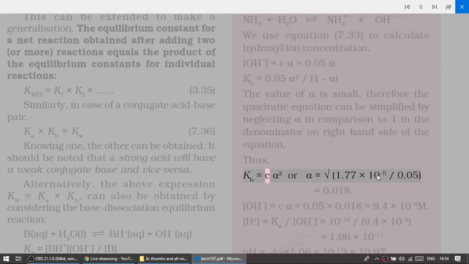Thus, Kb is equal to Cα², or α is equal to √(1.77 × 10⁻⁵ / 0.05), which is equal to 0.018. [OH⁻] is equal to Cα, which is 0.05 × 0.018, equal to 9.4 × 10⁻⁴ M. [H⁺] is equal to Kw / [OH⁻], which is 10⁻¹⁴ / 9.4 × 10⁻⁴, equal to 1.06 × 10⁻¹¹. pH is equal to −log(1.06 × 10⁻¹¹), which is 10.97.